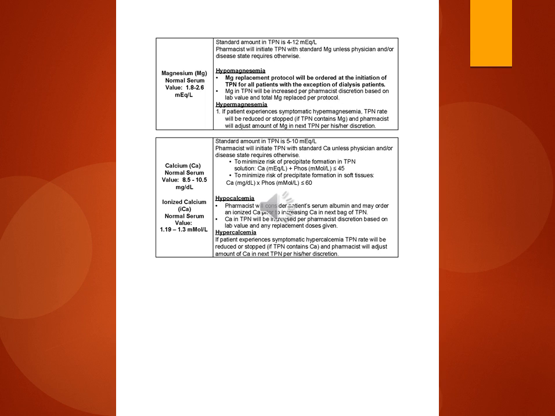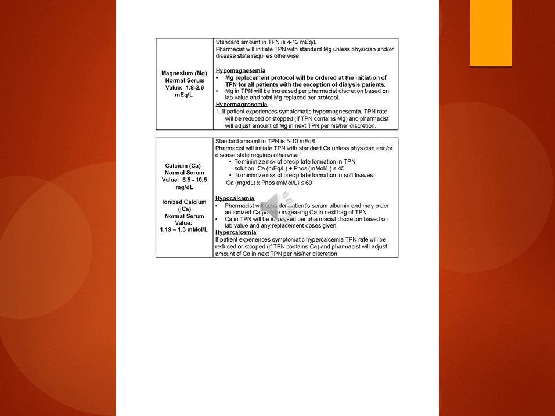Hypomagnesemia, mg replacement protocol will be ordered at the initiation of TPN for all patients with the exception of dialysis patients. mg and TPN will be increased per pharmacist discretion based on lab value and total mg replaced per protocol. Hypermagnesemia, 1. If patient experiences symptomatic hypermagnesemia, TPN rate will be reduced or stopped. If TPN contains mg, the pharmacist will adjust amount of mg in next TPN per his/her discretion.